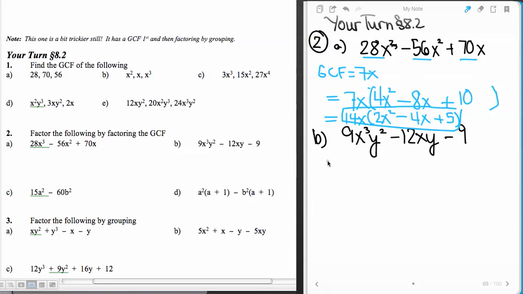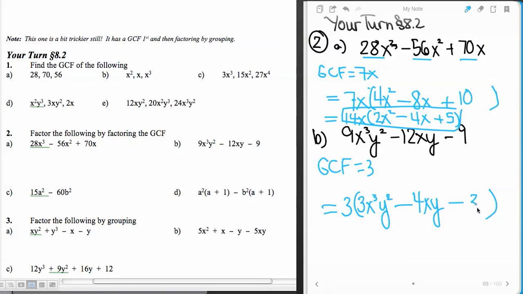There are no variable GCFs in this, and the largest factor that they have in common is 3, and I am positive on this one. So we have a 3 written out here, then preparing for a trinomial, minus and a minus here. 3 goes into 9 3 times, and then there's still the x cubed, y, and then y squared, sorry, and 3 goes into 12 4 times, and an xy here, and 3 goes into 9 3 times.